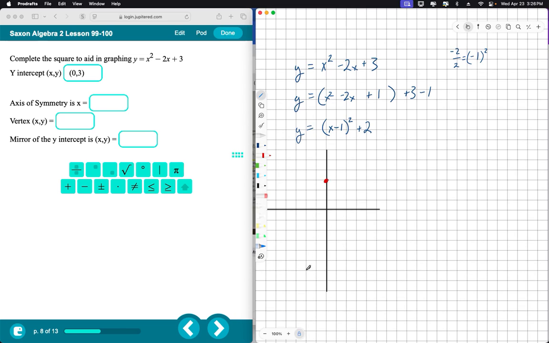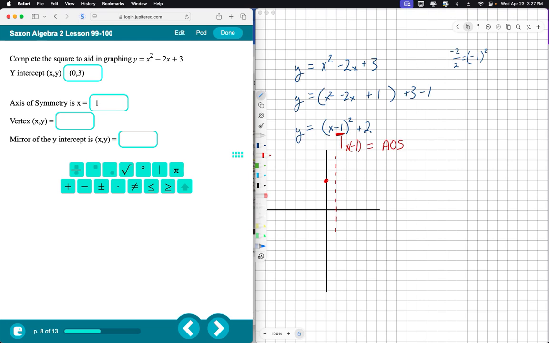That is the y-intercept. That is where the parabola is crossing the y-axis. Our axis of symmetry, we're going to take this number right here and multiply it times -1, and that is going to equal our axis of symmetry. So, times -1, -1 times -1, that's going to be a +1. So, +1 is our axis of symmetry. So, x is equal to 1.